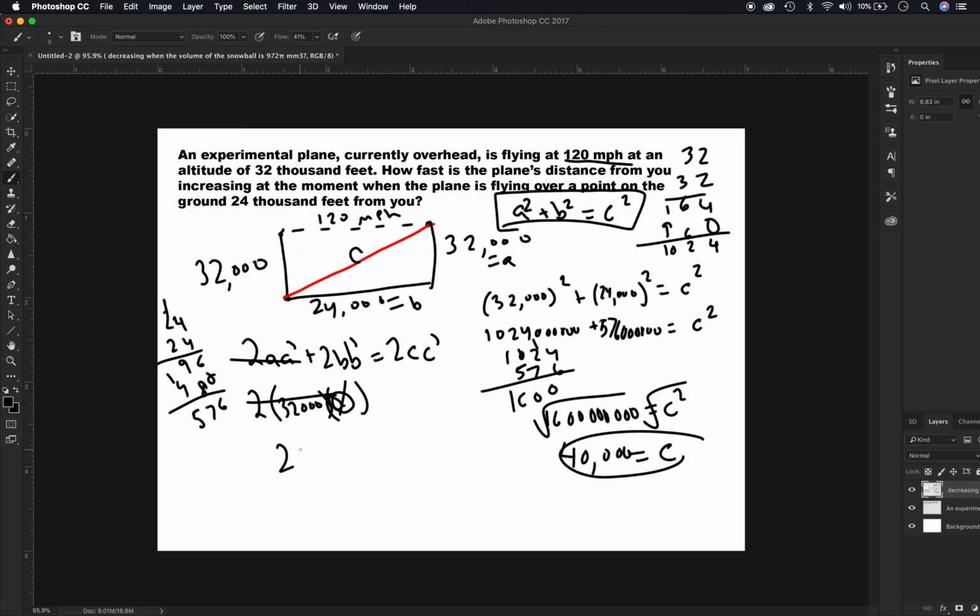That doesn't matter. So it's just 2 times b, which is 24,000. What's b prime? Oh, 120. They're both like that. So 120 equals 2 times c, which is 40,000.